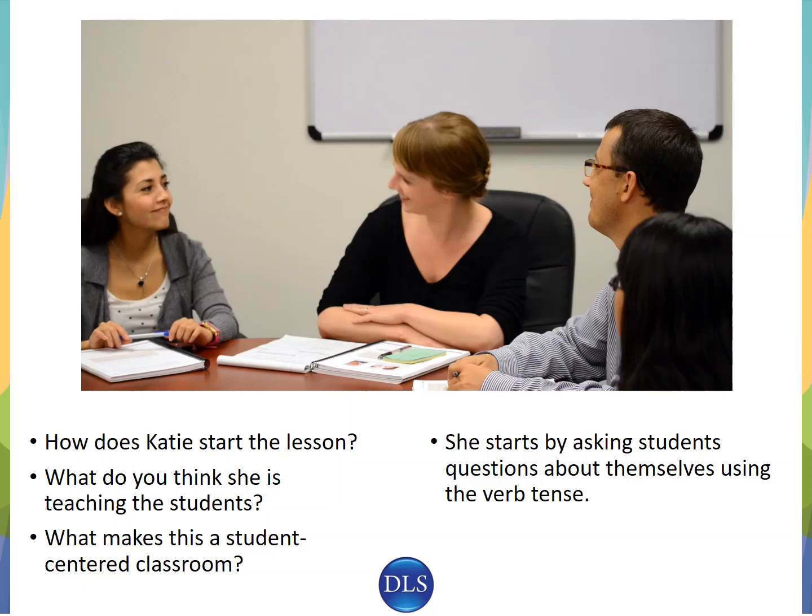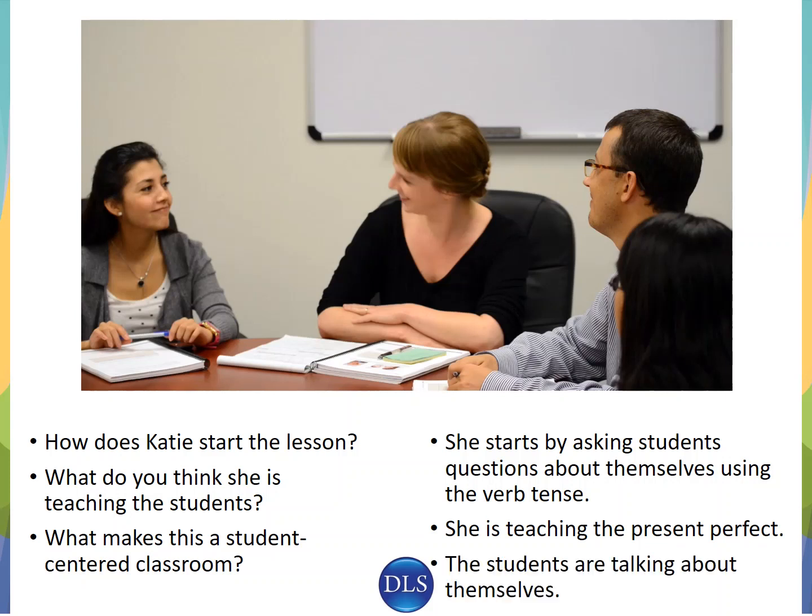Katie starts the lesson by asking students questions about themselves using the verb tense. She is teaching the students the present perfect tense. We can tell it is a student-centered classroom because the students are talking about themselves.